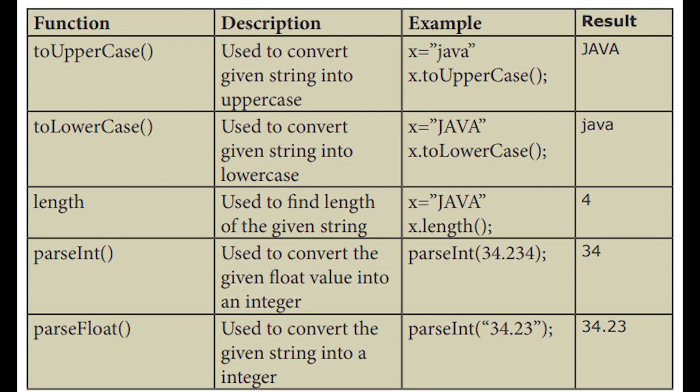Okay, and the other one is parseFloat. That means it is used to convert a string into a number, or into a float. Whatever you have given, it will convert it into a number or a float. So these are all the predefined functions. They are already defined and saved inside the JavaScript library, and hence they are known as predefined functions or library functions.